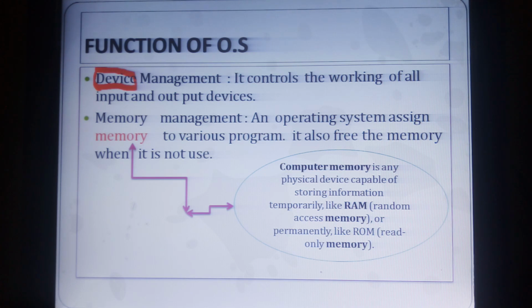Keyboard is a device. Mouse is also a device. There are many devices. Printer is an output device. Keyboard is an input device. Yes or no?